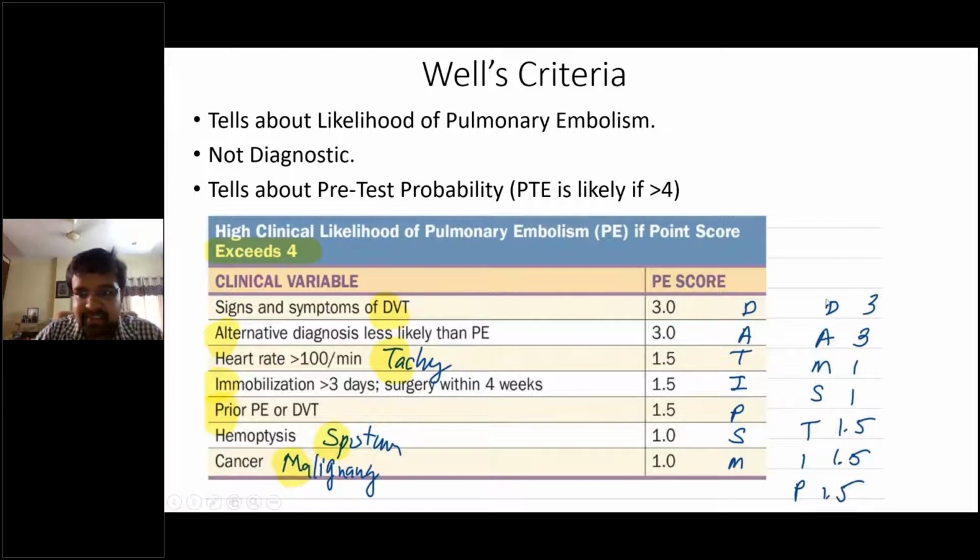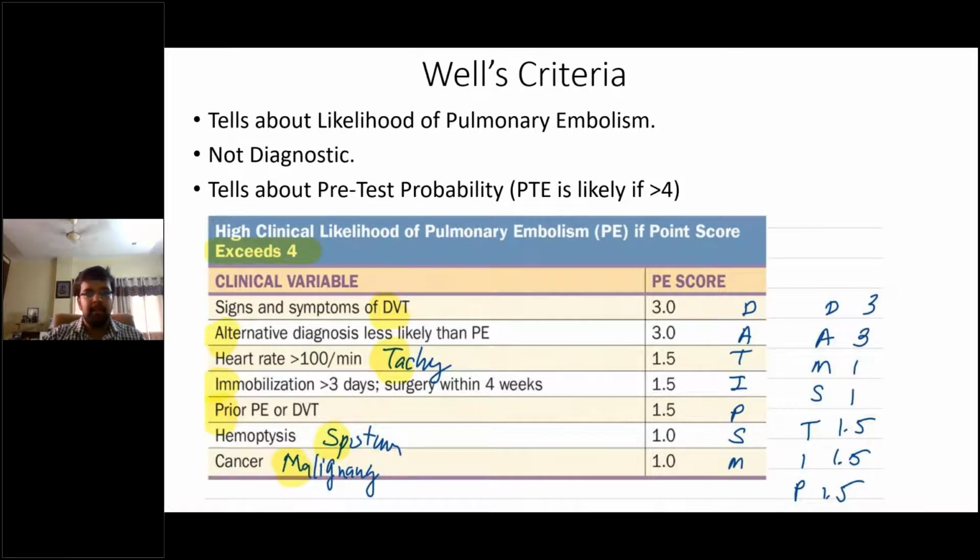What is D? D is signs and symptoms of DVT. What is A? Alternative diagnosis less likely. What is M? M is malignancy, that is cancer. What is S? Sputum and blood, which is hemoptysis. T is tachycardia, heart rate more than 100 beats per minute. I is immobilization, and P is prior pulmonary embolism or DVT.